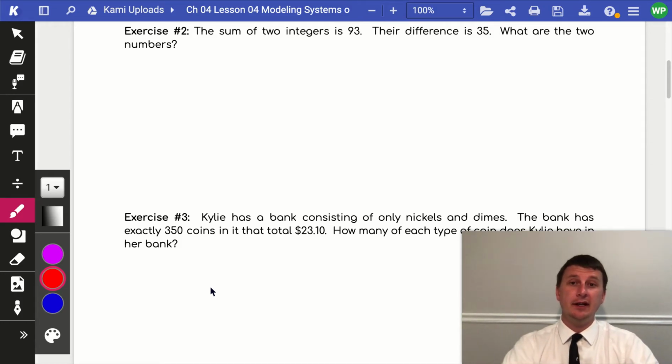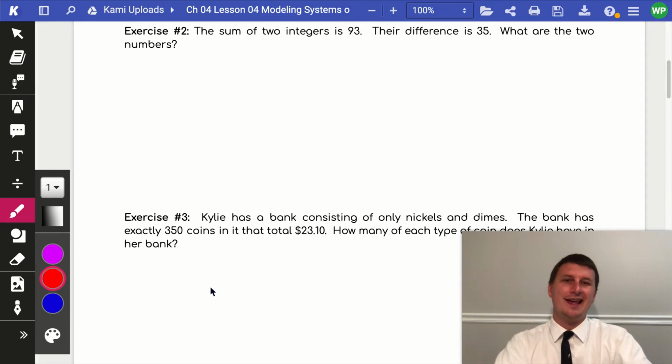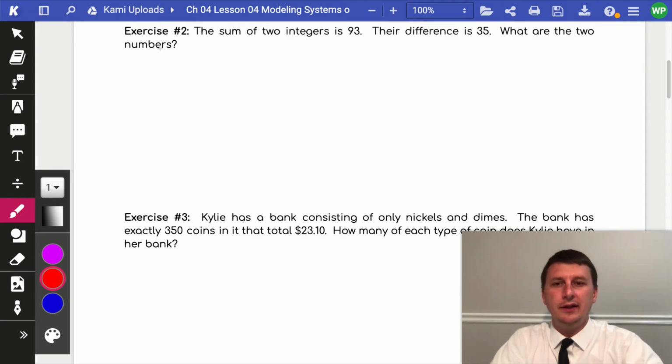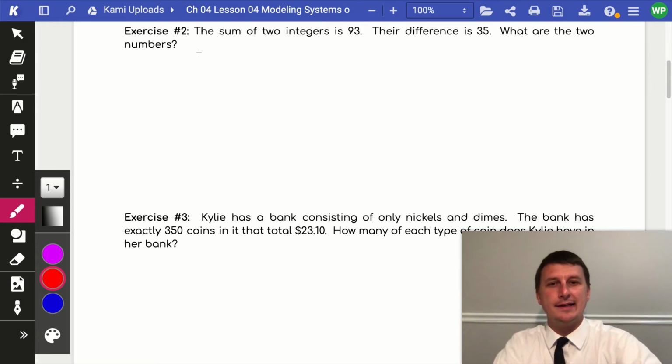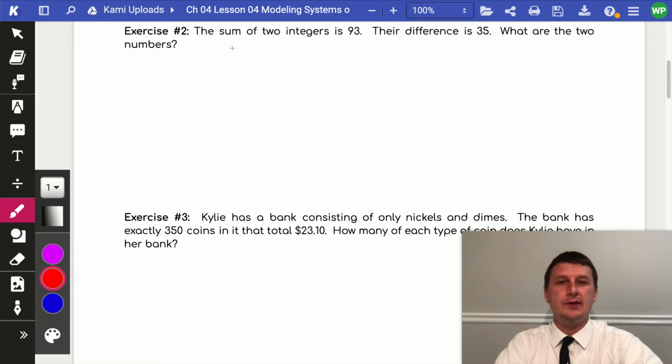And in this video, we're going to be looking at exercise number 2, which is modeling systems of equations, which means taking a word problem and setting up a system of equations and then solving it. In this case, we have very little words here, but we have enough information to set up two equations. It says the sum of two integers is 93. Their difference is 35. What are the two numbers?